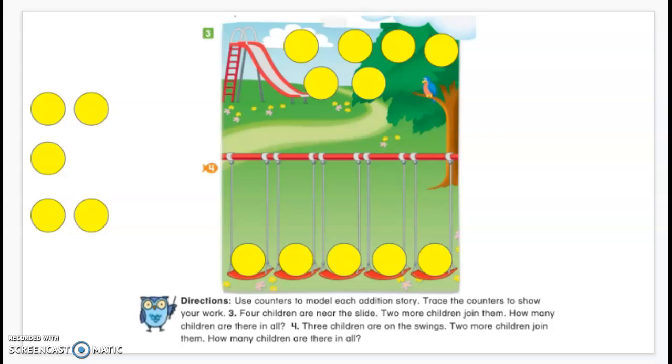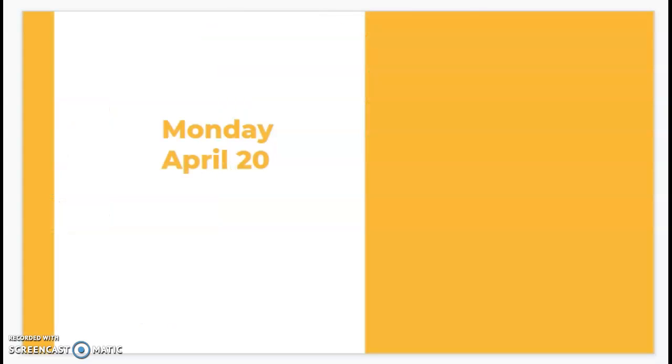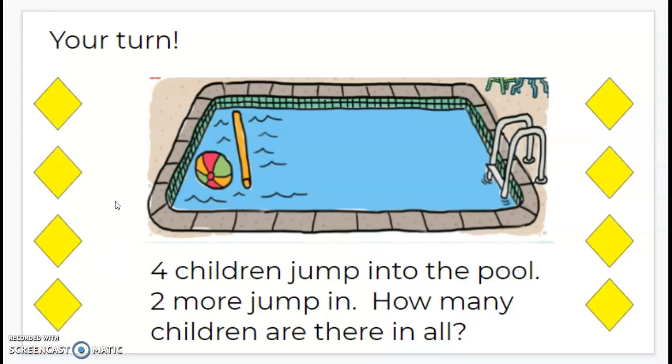So for your addition Google Slides, this is what your homework will look like. So for Monday, it says your turn. The addition story that you'll be solving says 4 children jump into the pool. 2 more jump in. How many children are there in all? So using these diamonds, you're going to press and drag to represent what's being said in the story.